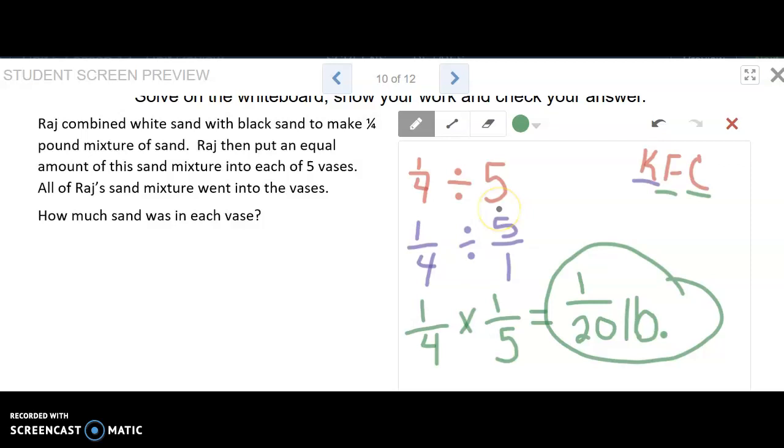Check your work on your whiteboard. If you made a mistake or an error, that's okay. That's how we learn. Go back to your whiteboard and change your whiteboard so that it looks like mine.